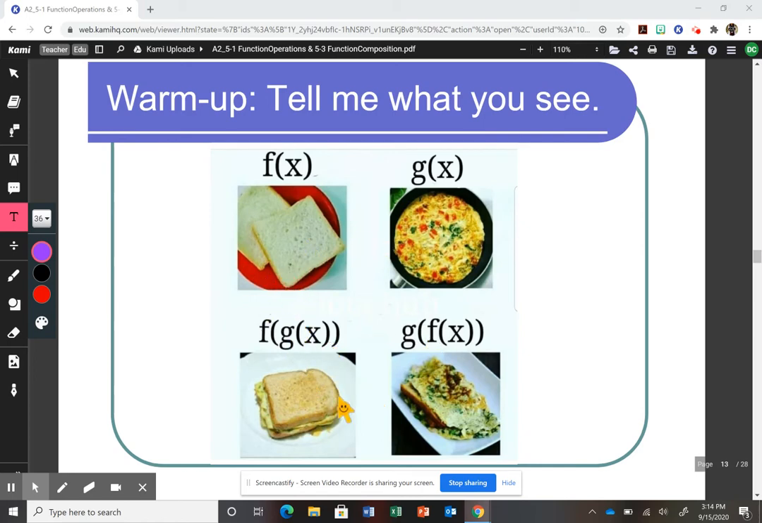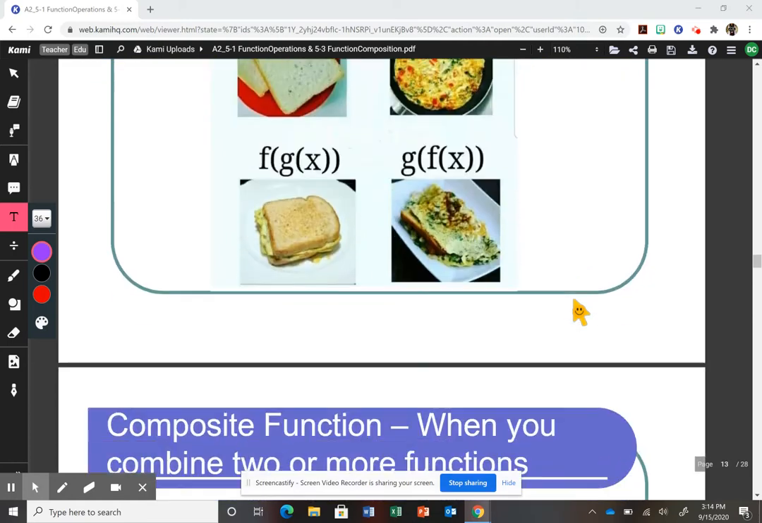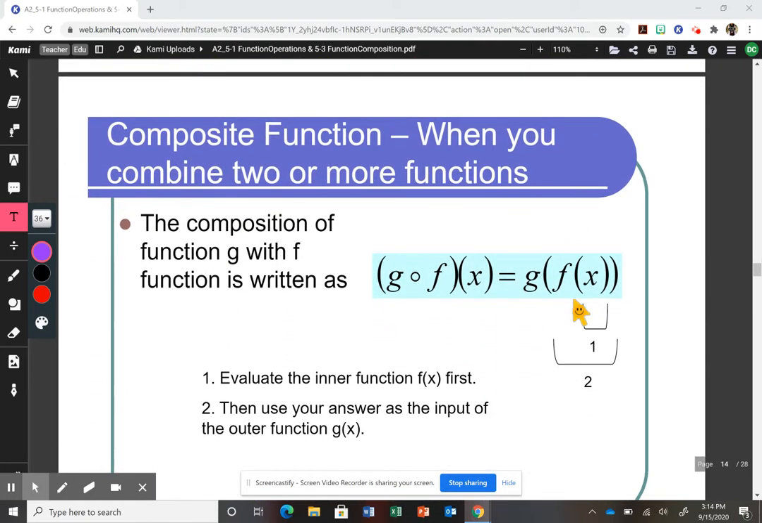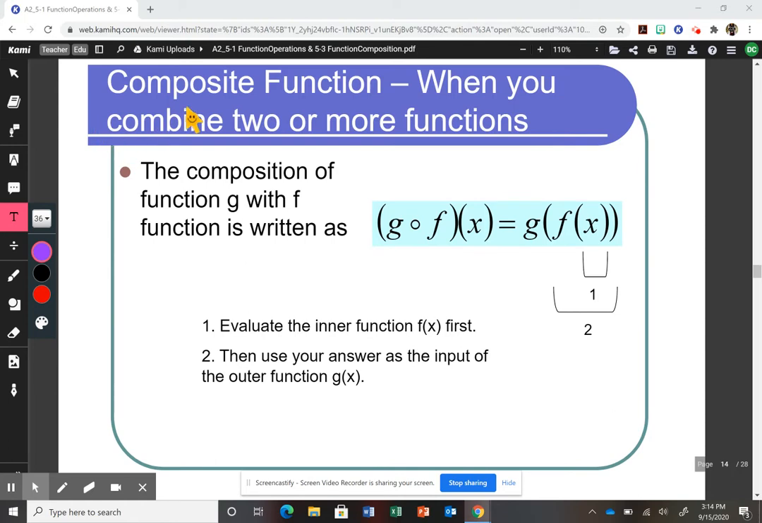But if you notice, that's what we're going to be working with today. We're not going to be making sandwiches, but we will be working with functions, and it's called composition of functions. So where one function is inside the other function. Okay, so copy this down in your notes. Remember, you can pause the video. I'm just going to keep going, and when you need to, just pause it.